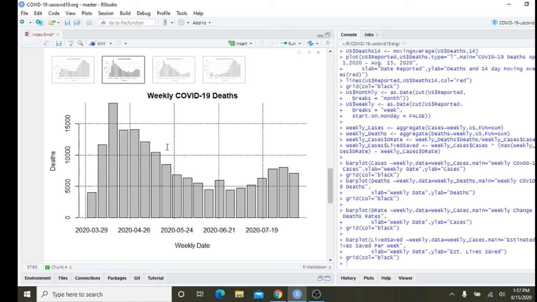So weekly deaths. We had a big spike in deaths again back in April, followed by a steady decline. Then in June we started seeing an increase in deaths, a spike here, and a downtrend this last week.